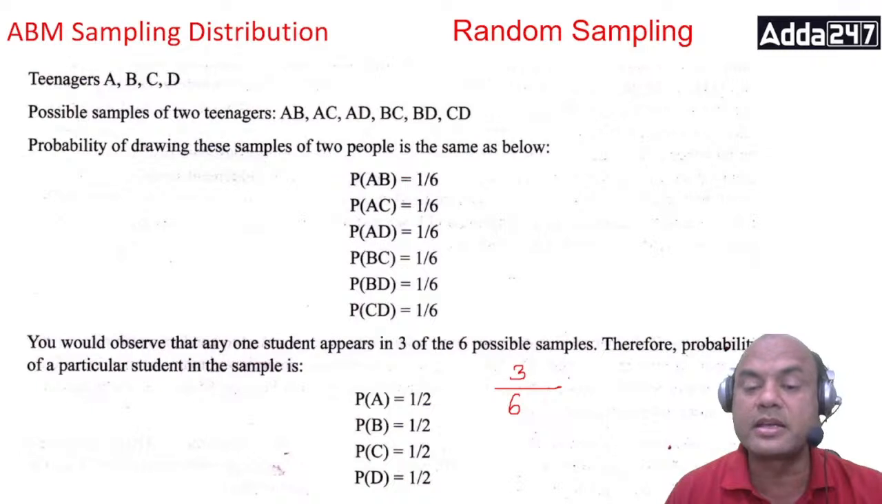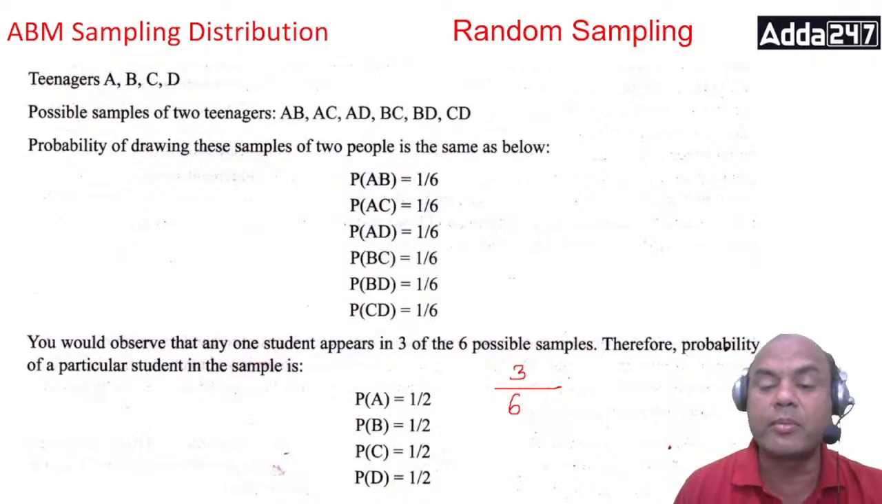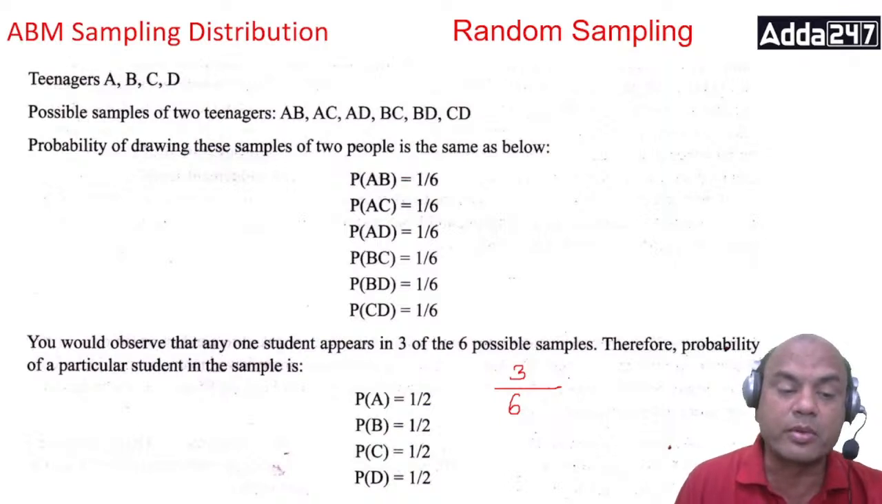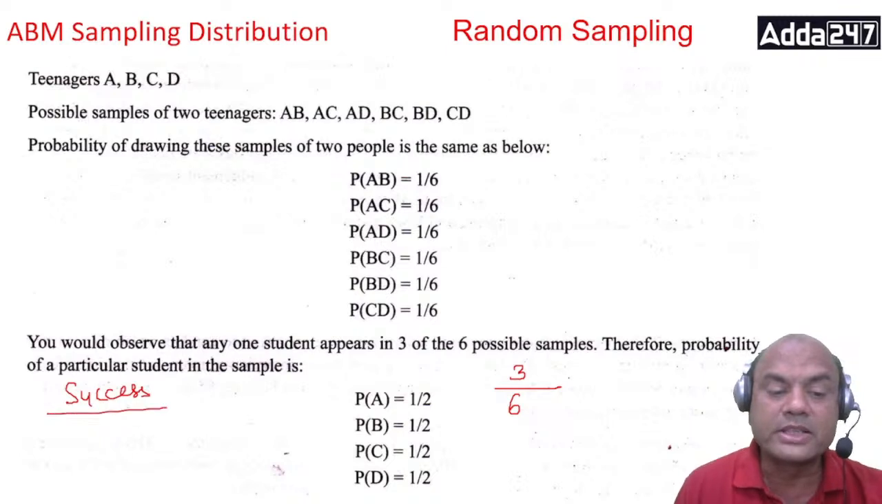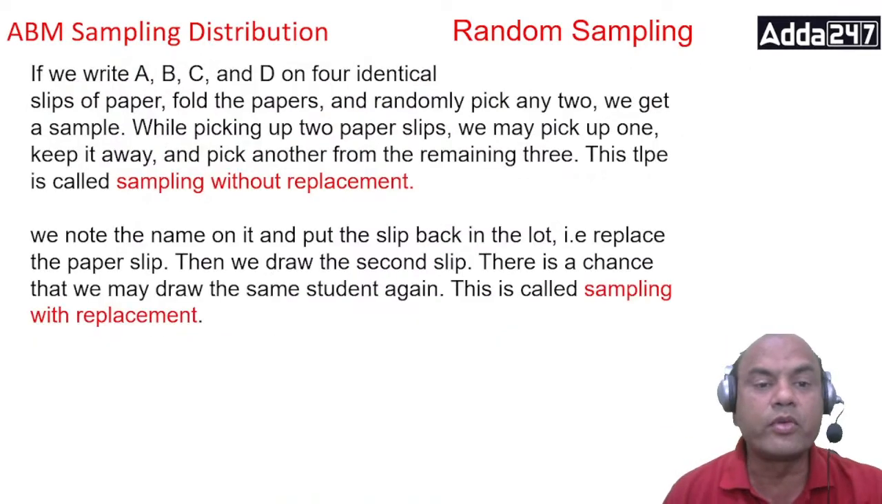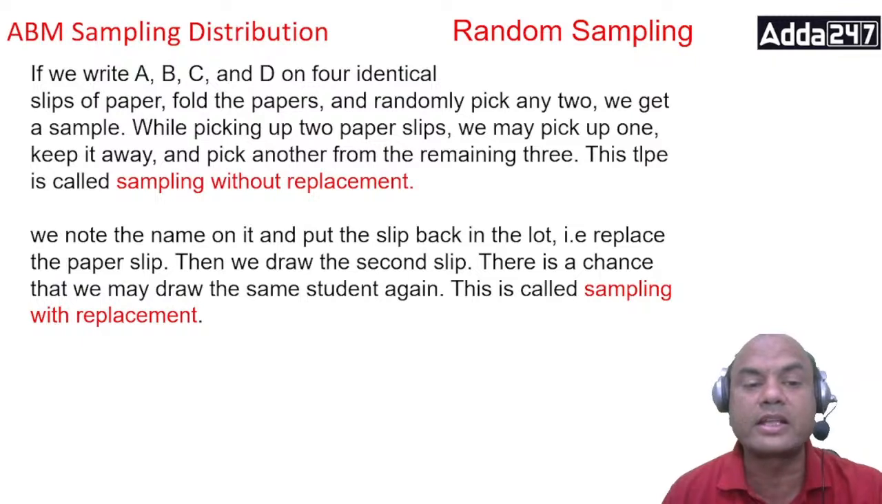This typically is related to probability, required upon sample size. Means success. I'll write it over here. Probability's formula is like this: success upon sample size, SS. Okay. We'll study this when we study probability. If you want to write A, B, C or D on 4 identical slips of paper.